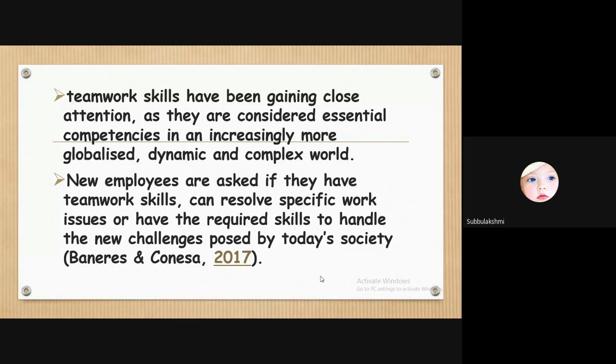New employees are asked if they have teamwork skills. It is a basic requirement in any corporate industry. They can resolve specific work issues, they have the required skills, and they handle the challenges posed by their own competitive industry. All these are essential only when they possess teamwork skills. This is what is expected from a new employee in today's job market.